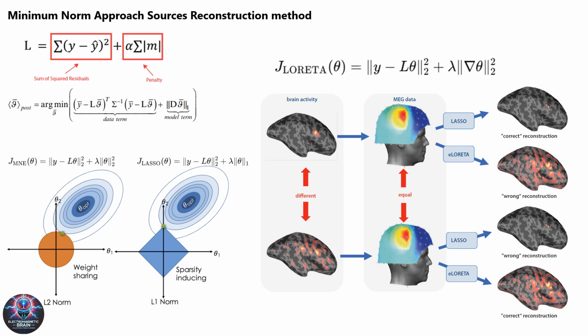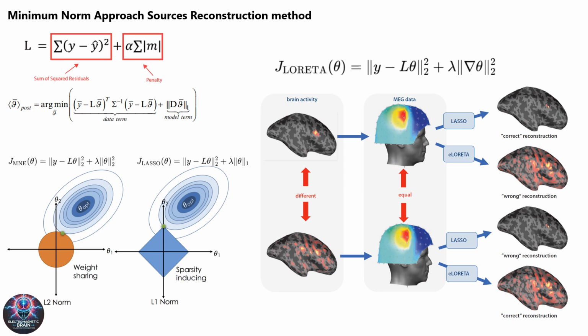In addition, MNE is used widely for reconstructing neural source distributions from EEG or MEG data, aiming to find the simplest source configuration that explains the observed signals. Techniques like lasso and LORETA build on this concept to address different assumptions about brain functionality.